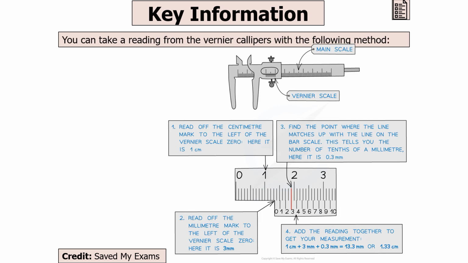So we'll talk about the vernier scale in a bit more detail, but you read off the centimetre mark to the left of the vernier scale. So here it is 1 centimetre. You then read off the millimetre mark to the left of the vernier scale. Here again it's 3 millimetres. You find the point where the line matches up with the line on the bar scale. This tells you the tenth of a millimetre, so it's 0.3 millimetres. You would add all three values to get 13.3 millimetres.